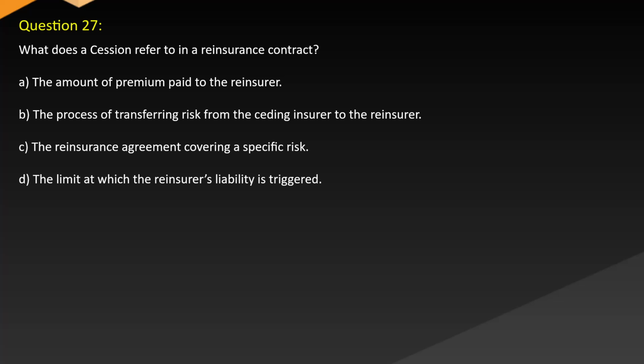Question 27. What does a cession refer to in a reinsurance contract? A. The amount of premium paid to the reinsurer. B. The process of transferring risk from the ceding insurer to the reinsurer. C. The reinsurance agreement covering a specific risk. D. The limit at which the reinsurer's liability is triggered.